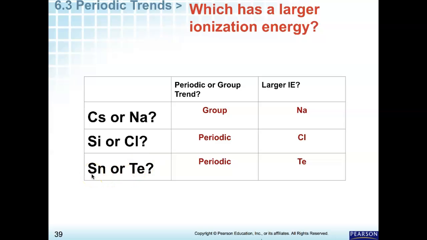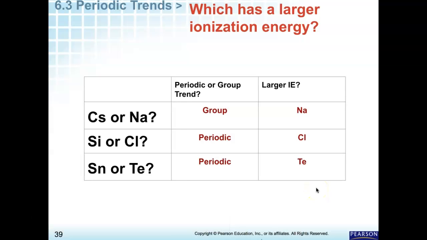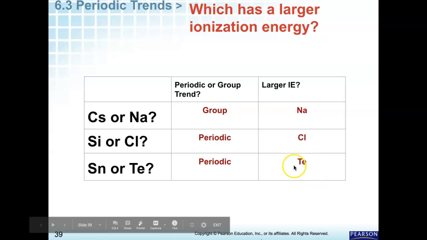Same thing is true with tin and tellurium. Tellurium is definitely further to the right. It has a greater nuclear charge. So because of that periodic trend, tellurium wins.